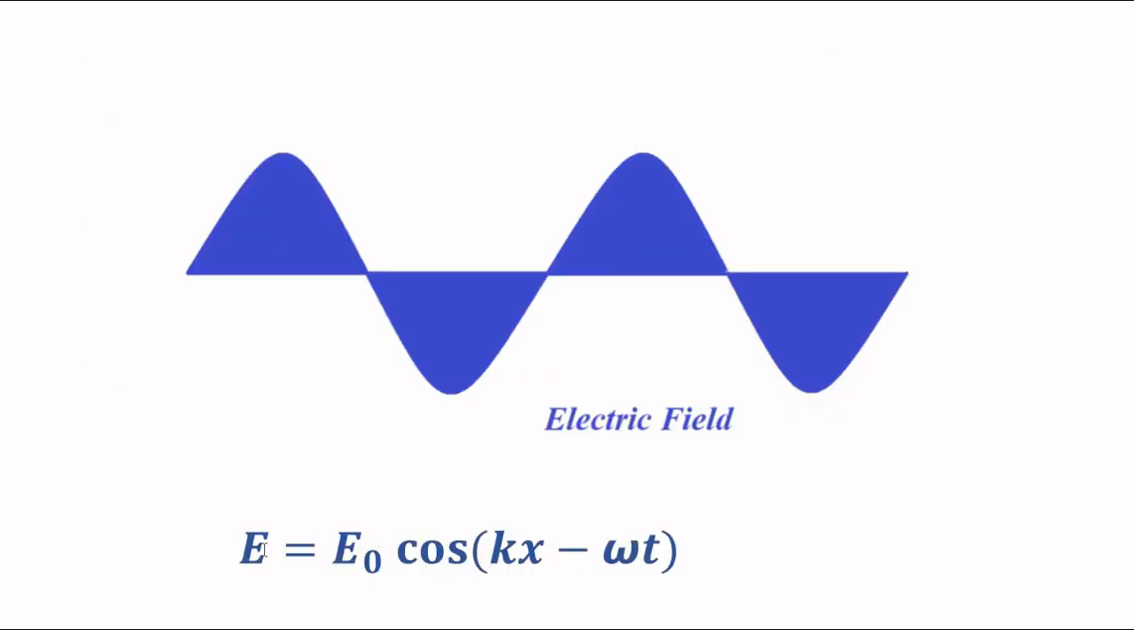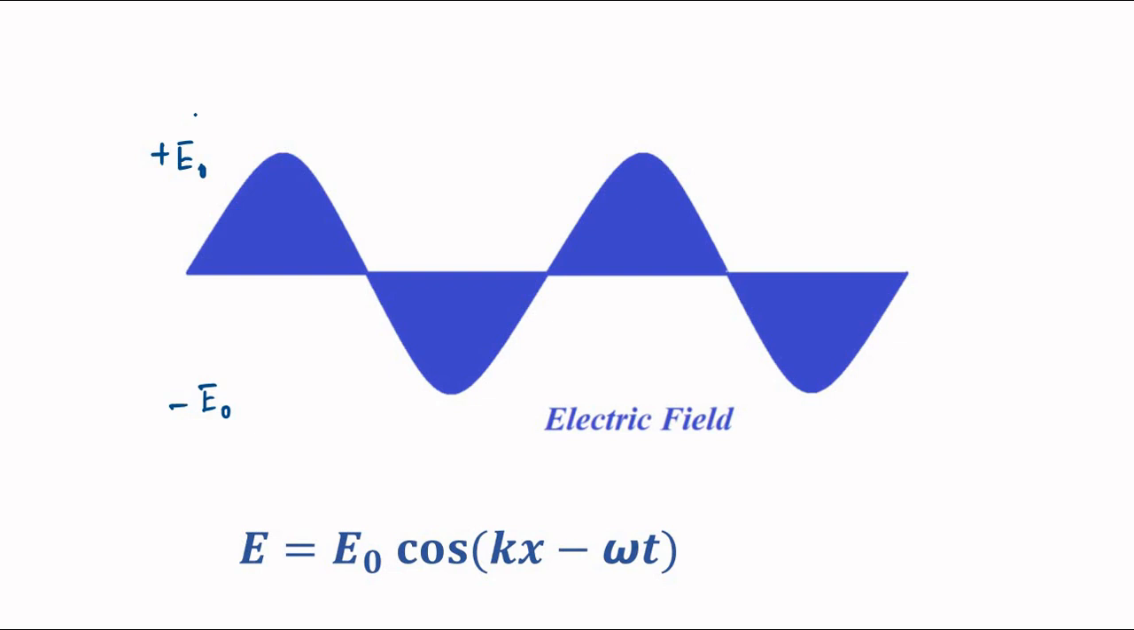So here the electric field is represented as the time varying electric field E equal to E0 cos(kx minus omega t), where E0 is the amplitude. So this is the positive maximum value and this is the negative maximum value. Here k is the wave number, which is 2 pi by lambda, where lambda is the wavelength, and omega is the angular frequency, 2 pi f, or 2 pi by T, and t is the particular instantaneous time.